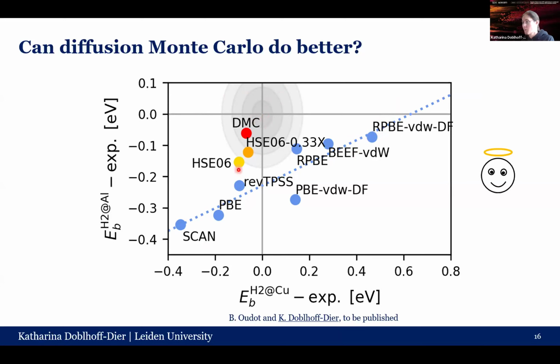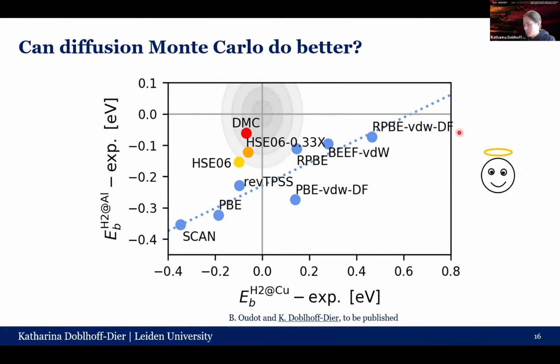Hybrids seem to do a bit better, in particular if we add higher amounts of exact exchange, which might be expected based on what we know from gas phase, where also increasing the exact exchange improves the description of barriers. But DMC still does considerably better. And actually DMC gets us already very much into the range where we'd like to be, which might be this inner circle, which is 40 meV, or what we in chemistry often call chemical accuracy. So we are getting there with DMC.